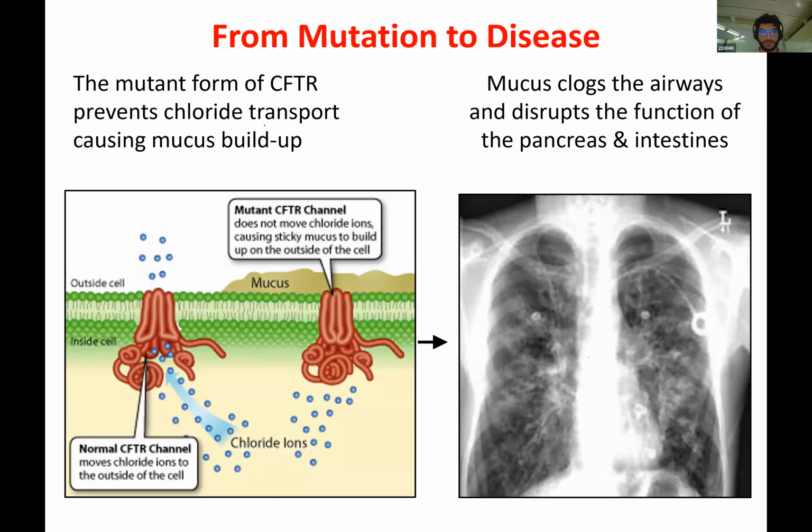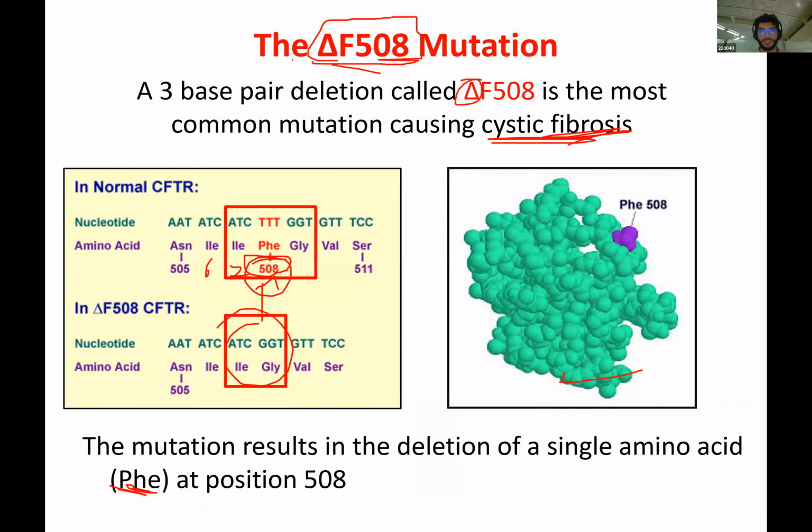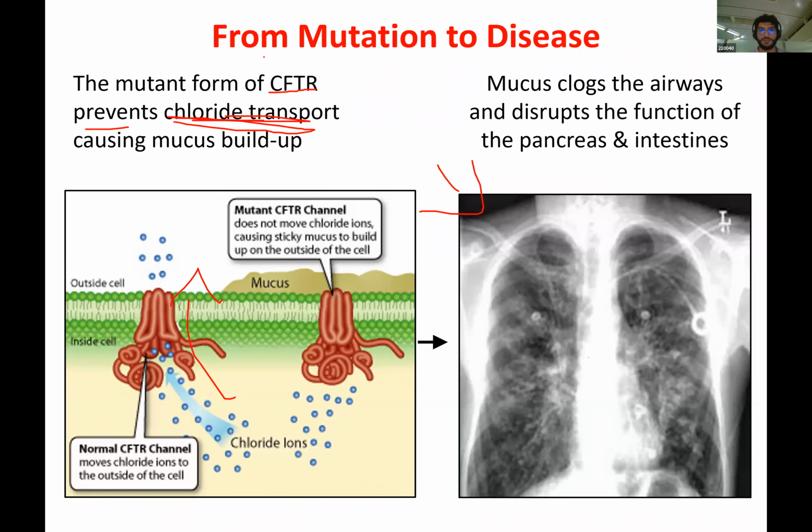So all you really need to know is that there's an abnormal protein, specifically the CFTR channel. You don't need to know this X-ray stuff, or how the chloride goes out, or the mucus. What I would focus on is that there's a mutated protein, and the mutation is delta F508. By the way, the F stands for phenylalanine. It's just a one-letter abbreviation.